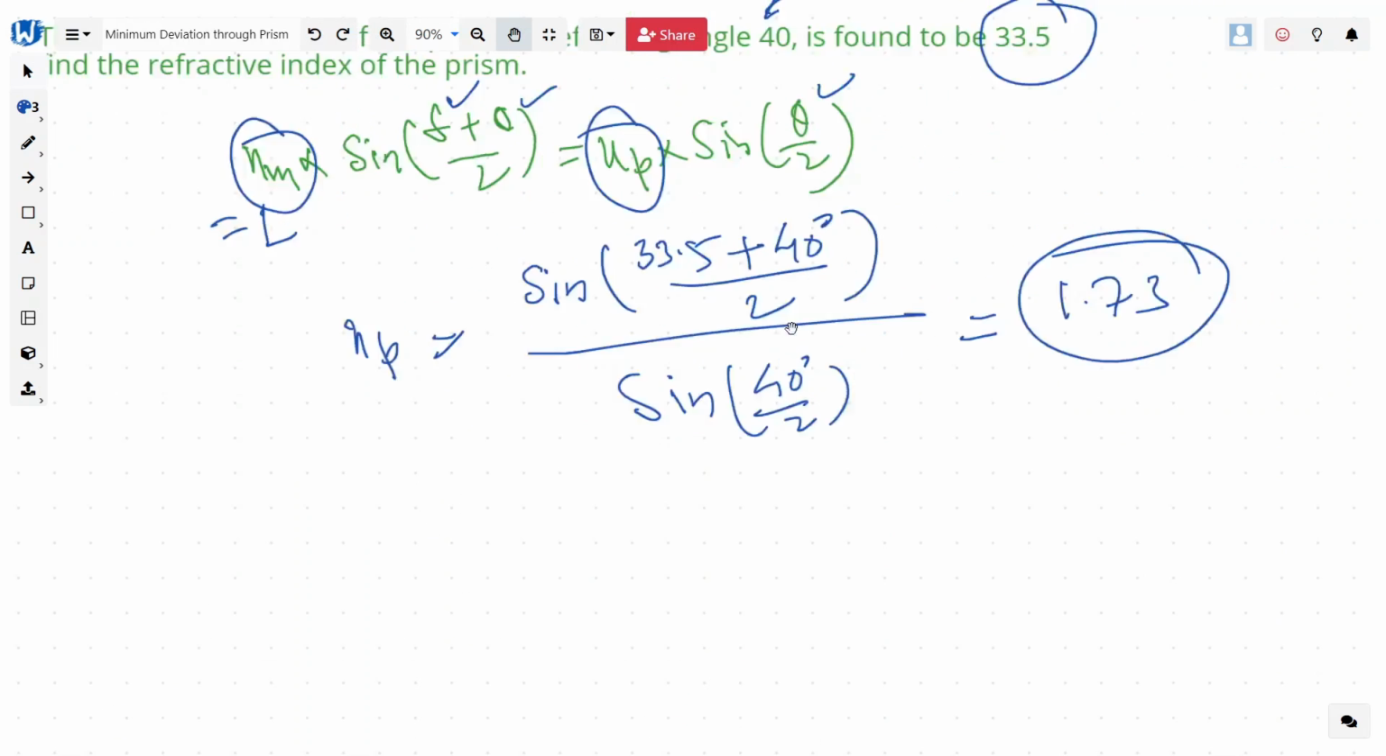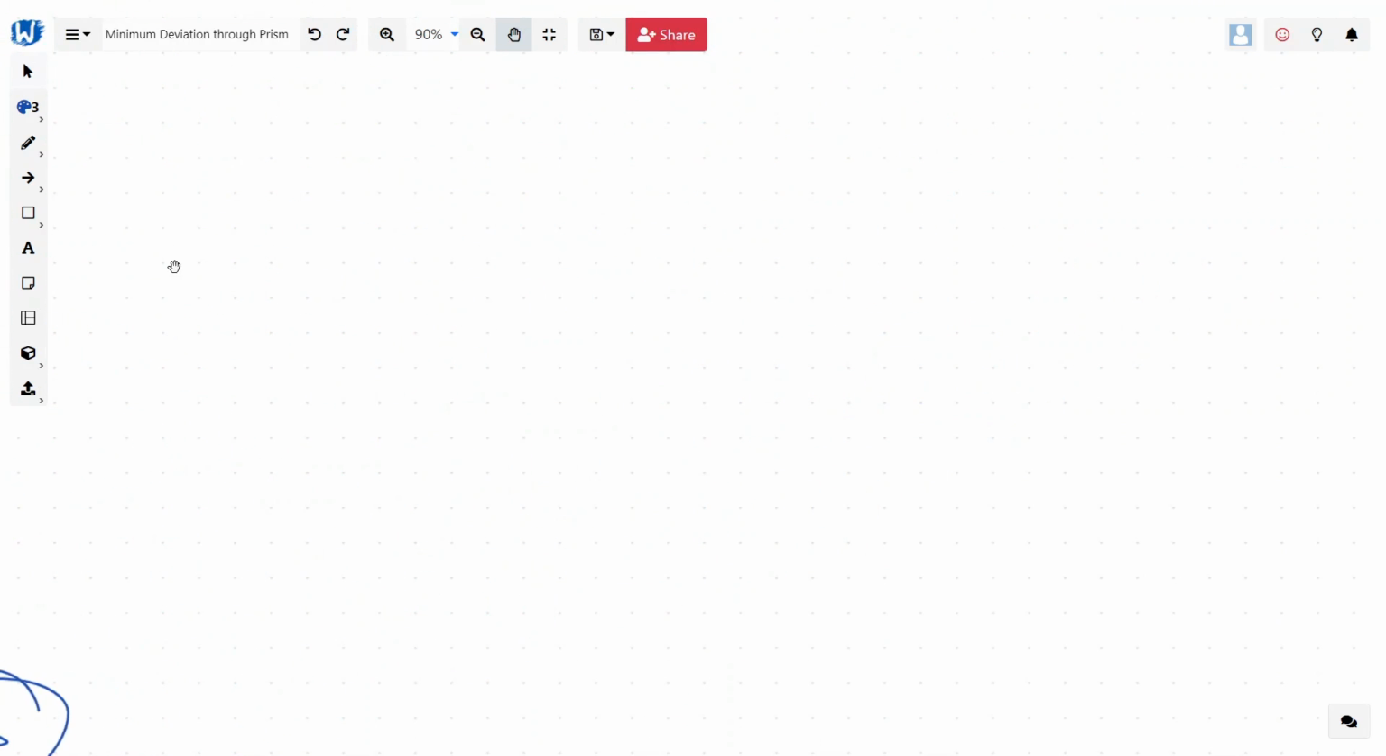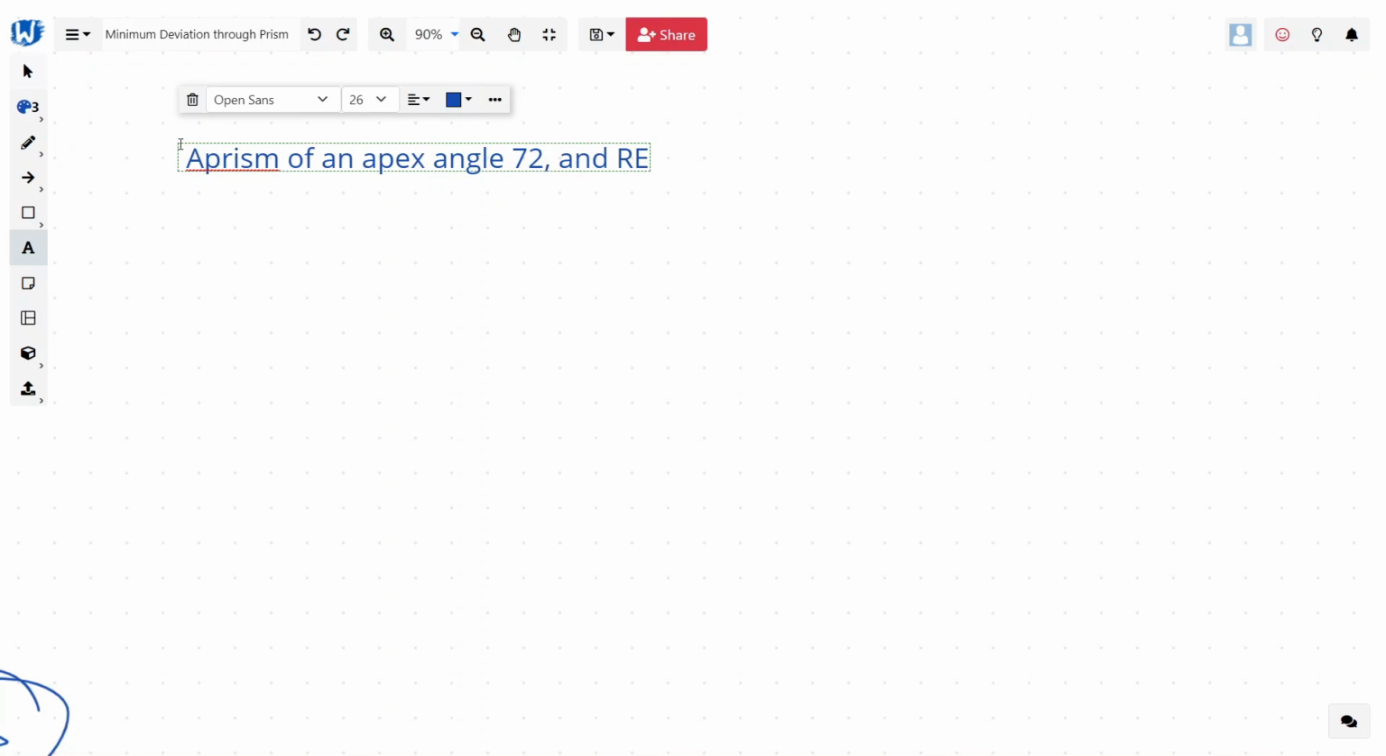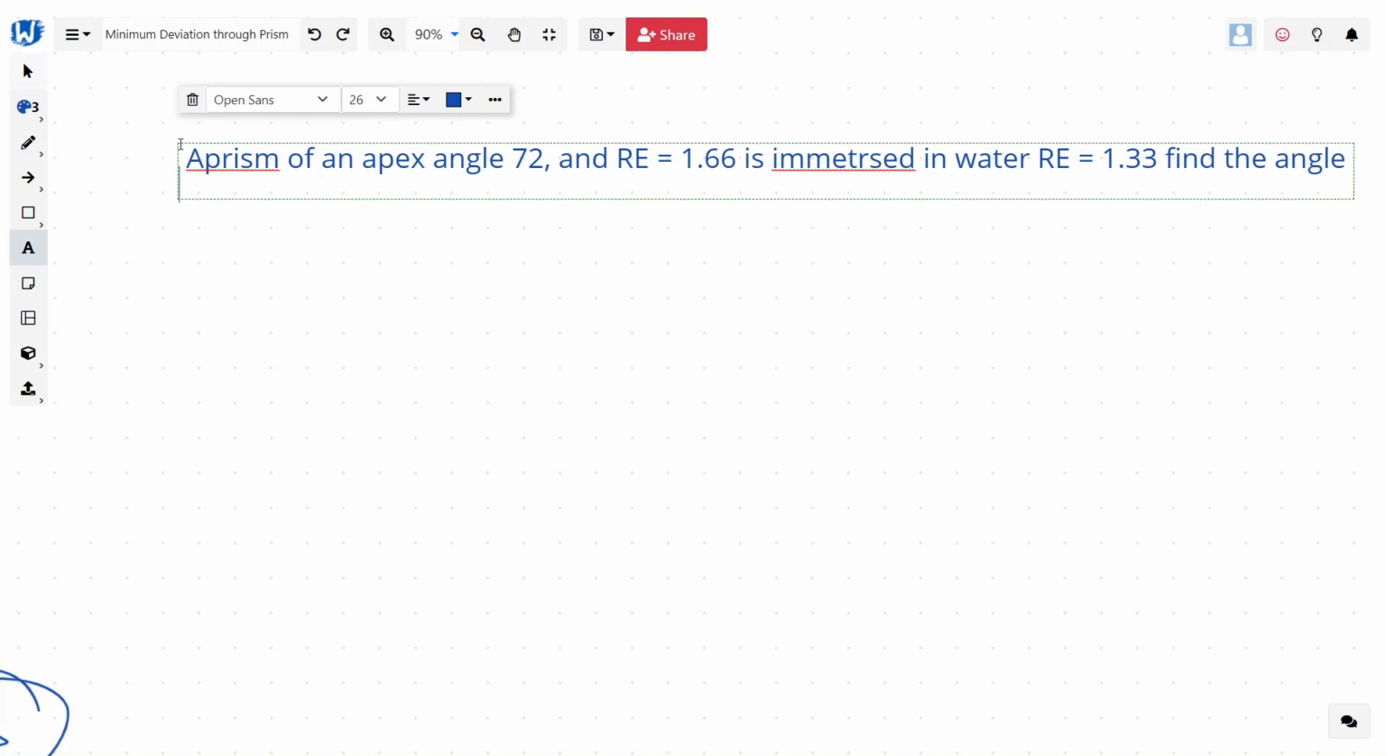Now let's pick up another one. So we say a prism of an apex angle 72 degrees and refractive index 1.66 is immersed in water of refractive index 1.33. Find the angle of minimum deviation.